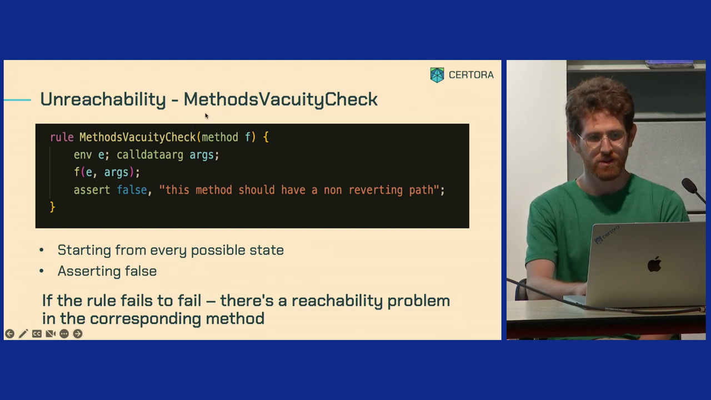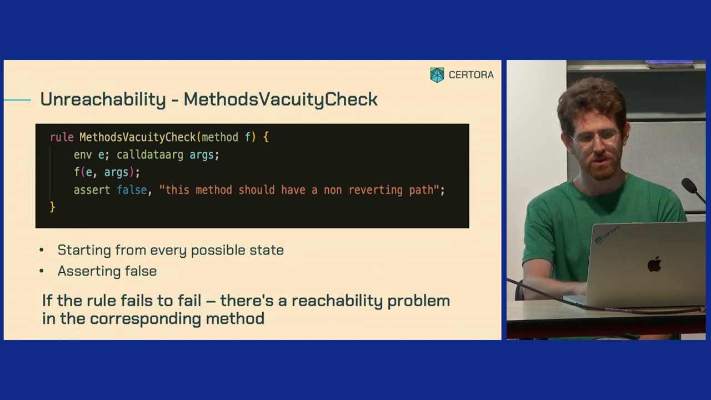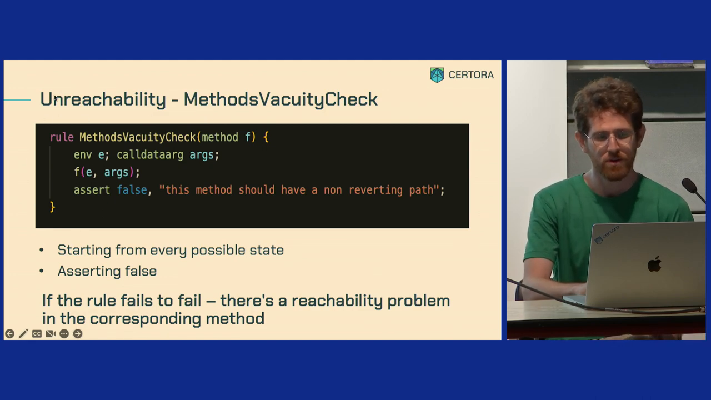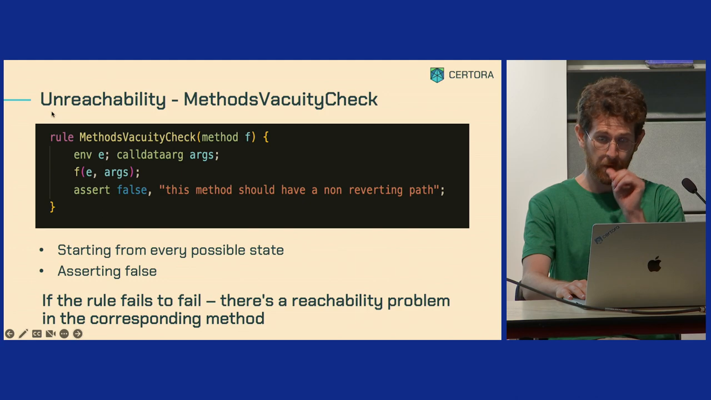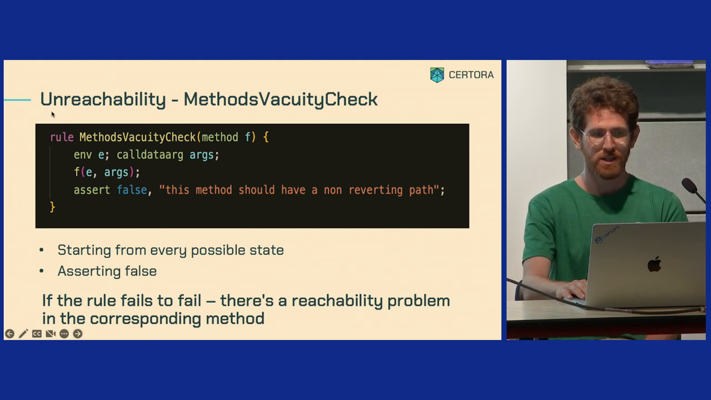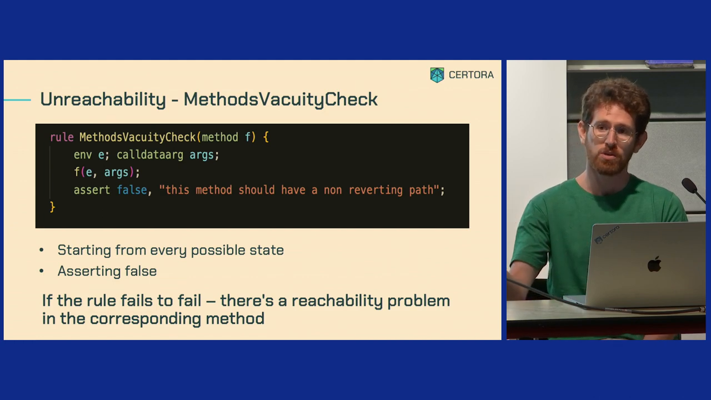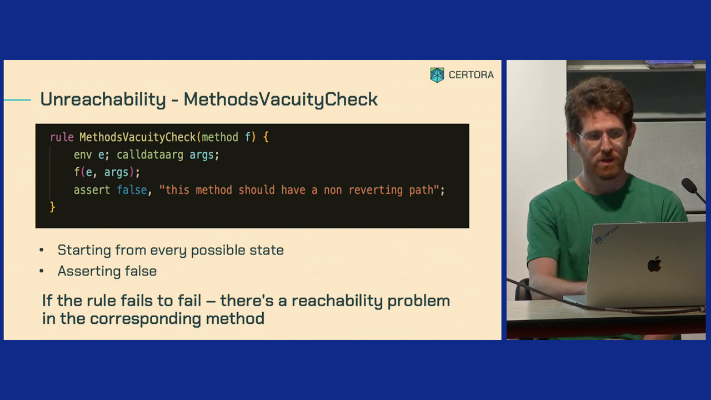Okay, so now here is another check for reachability. We call this method the methods vacuity check. This is a very simple rule you can write, and we suggest to write this rule at the beginning of your verification process. So this is the first rule that you should write and run against all your contracts. What is this rule? Let's go over it.